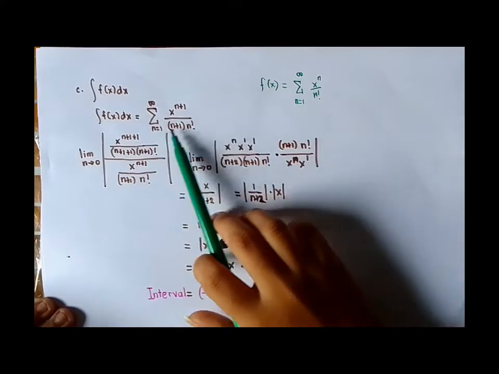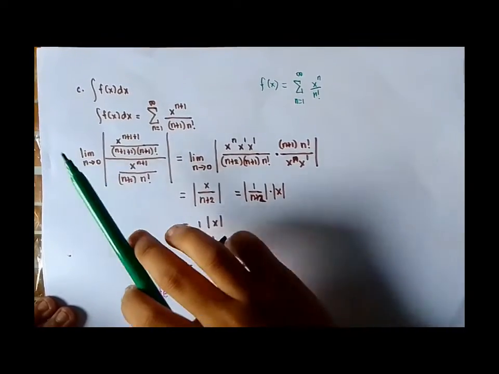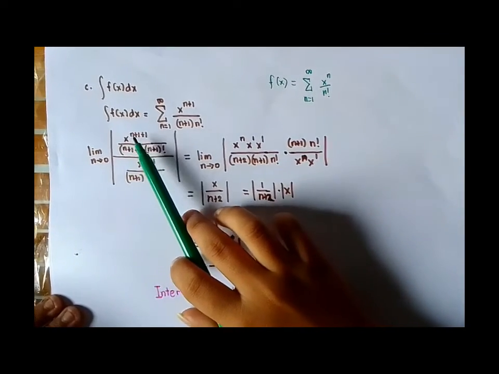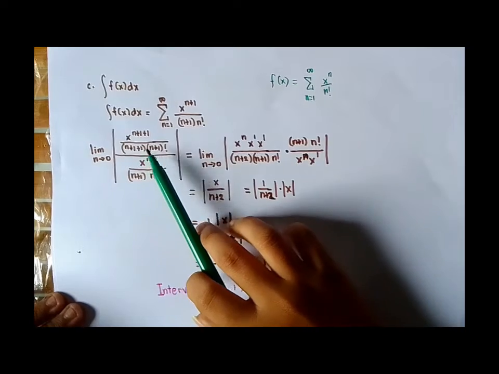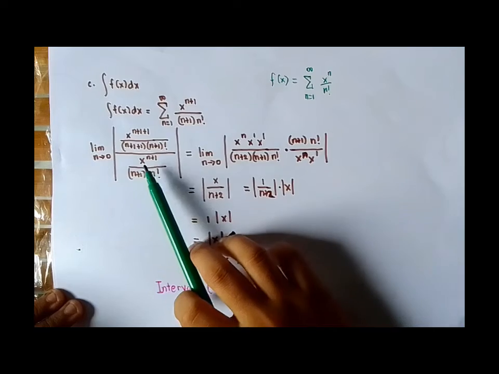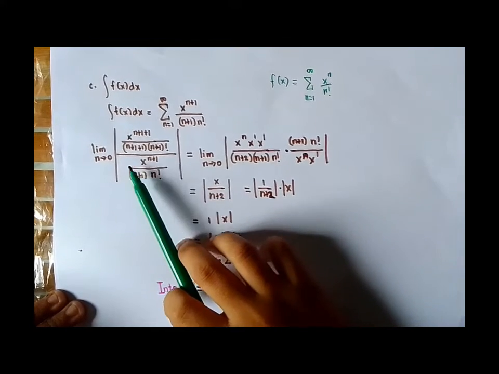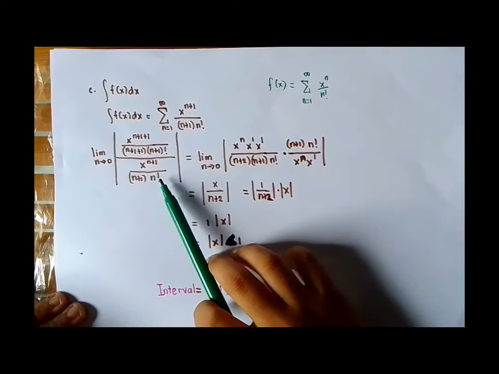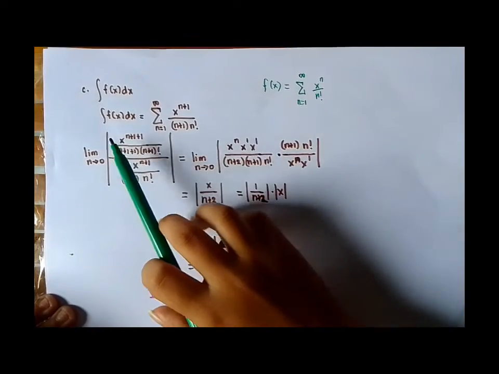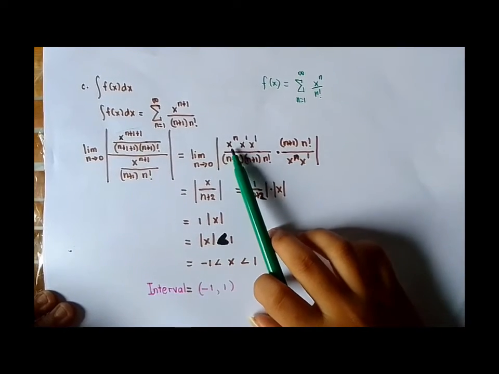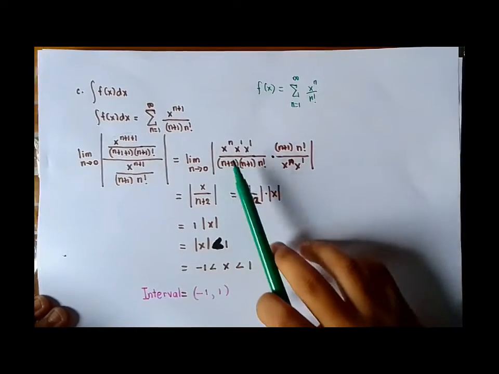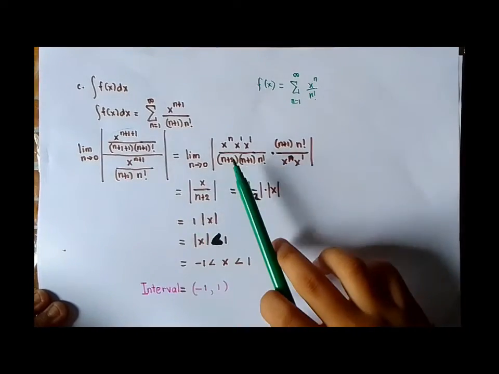evaluate our limit here. We have the limit as n approaches infinity, the absolute value of x to the power of n plus 1 plus 1 over n plus 1 plus 1, the quantity of n plus 1 factorial, over our given antiderivative. We have x to the power of n plus 1 over the quantity of n plus 1 times n factorial. Then we'll factor this. We have x to the power of n times x to the power of 1. And our denominator, we have n plus 2. n plus 1 plus 1 equals n plus 2.